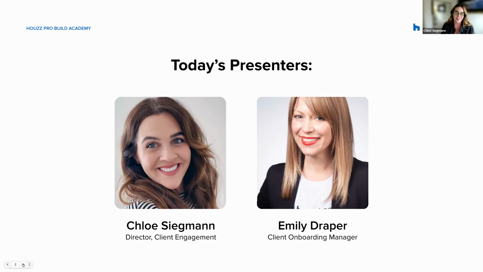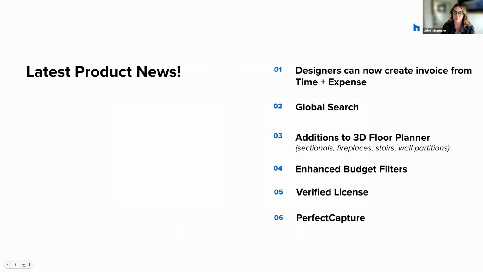Awesome. All right, so for what we have in store for you today. Our first item on the list of new product updates is a small one, but a great one: creating invoices from time and expense. We want to show you how to do that. Second, I'd love to show you that we have just launched global search on Houzz Pro, which is a really amazing feature as you start creating more and more documents, proposals, invoices, estimates, and get a lot of different individuals loaded into your CRM, so that you're able to easily find what you're needing at the click of a button.